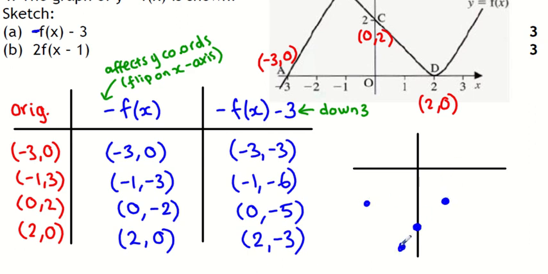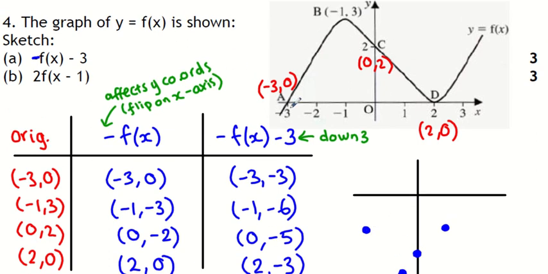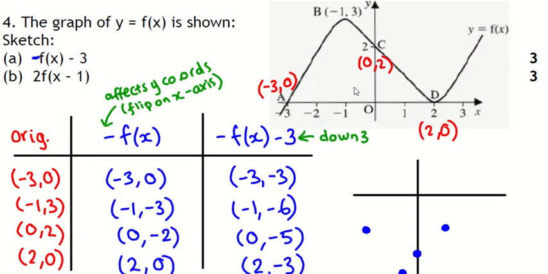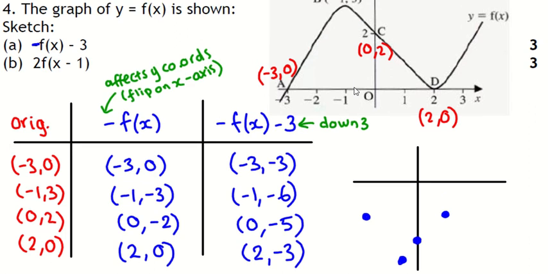Now once you've plotted those coordinates, think about the shape before you start joining them up. Look at the original one. Think about what has happened. You're flipping it on the x-axis, so it's going to look upside down. And then the moving down 3 part doesn't matter too much because you've already done that with the coordinates. The gist of it is you're making the graph flip on the x-axis, so it's upside down.